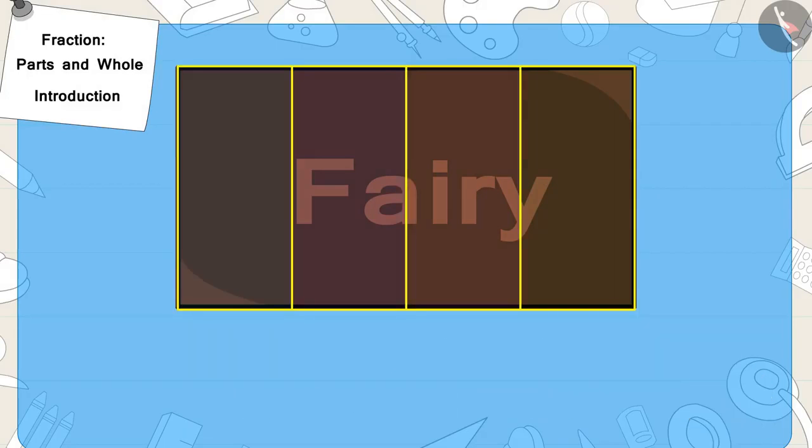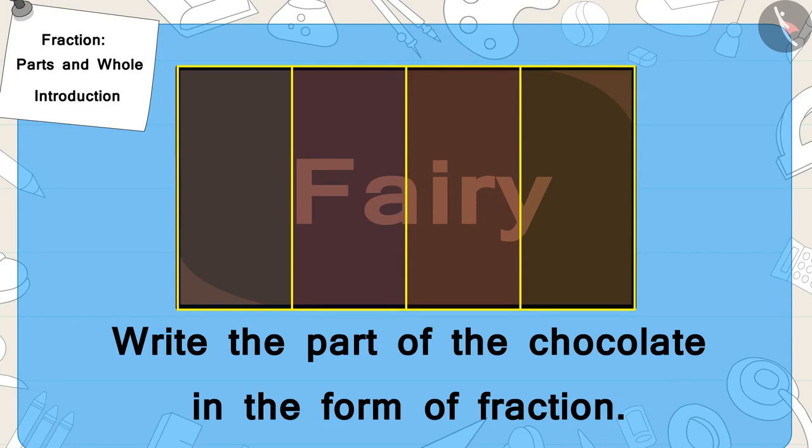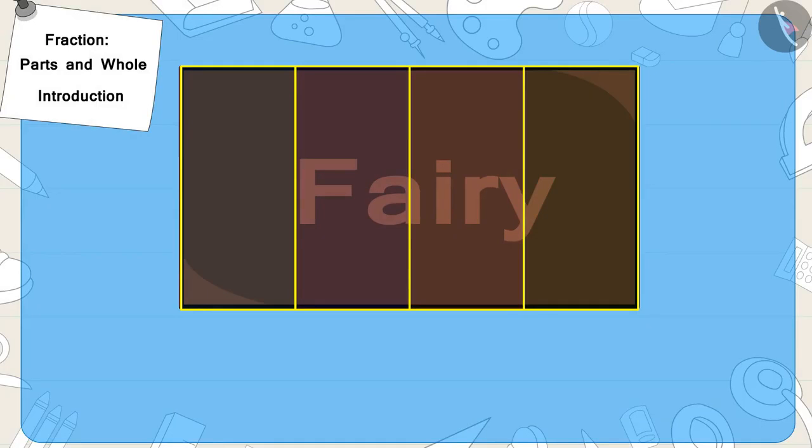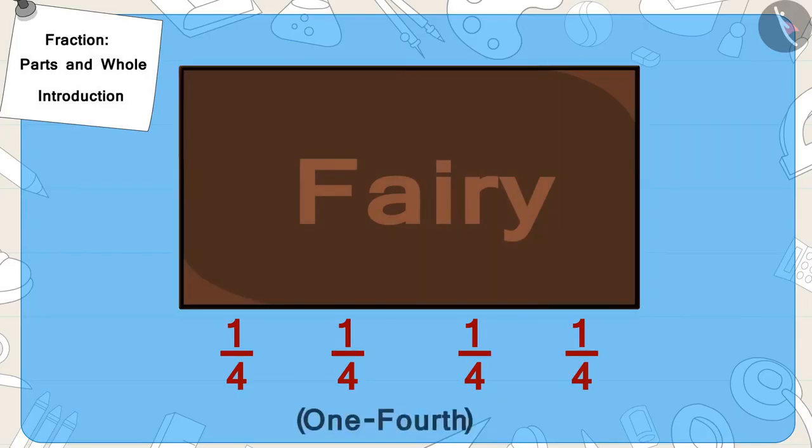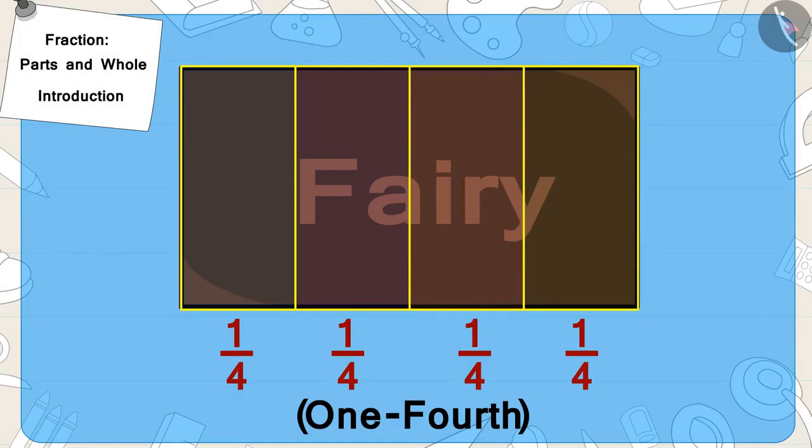Write the part of the chocolate received by each one of them as a fraction. If you wish to, you may stop the video and find the answer. Well done, children! You have found the correct answer. We also call 1 by 4 as 1/4.